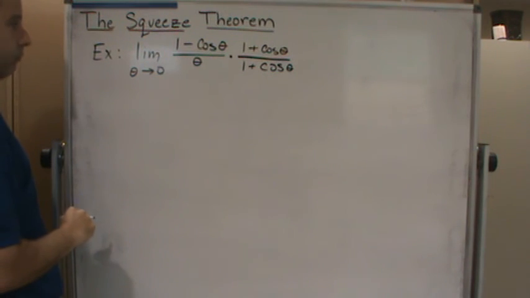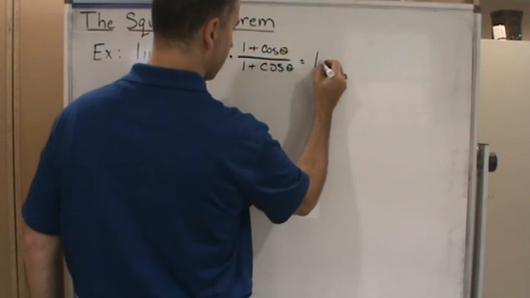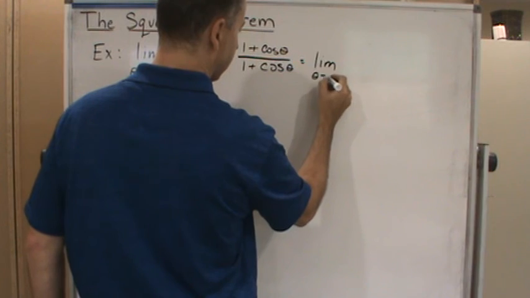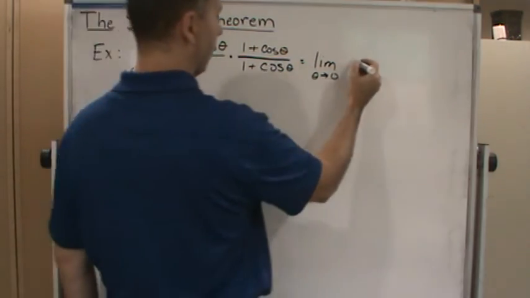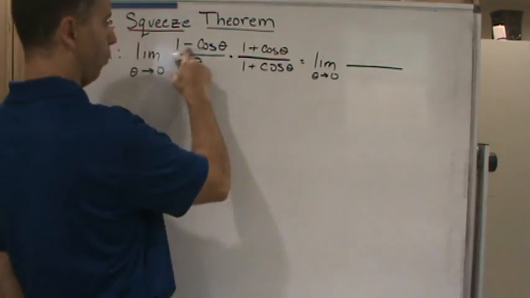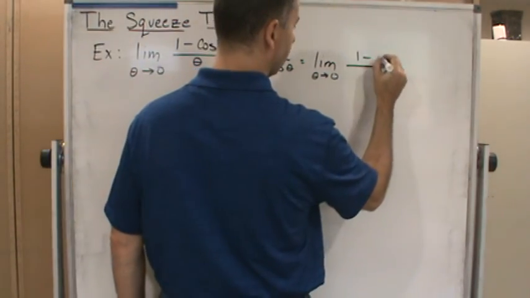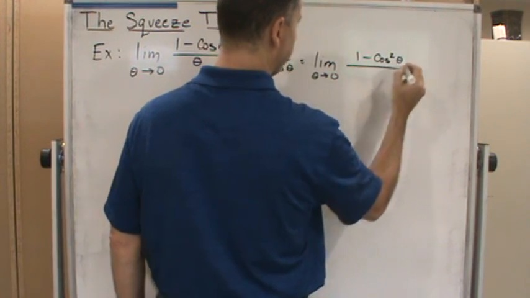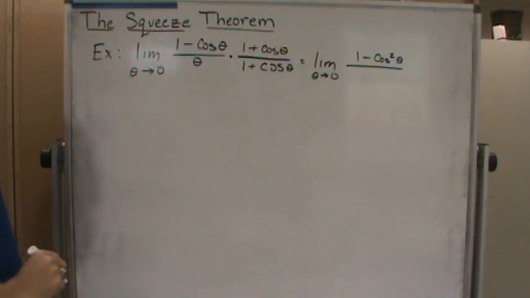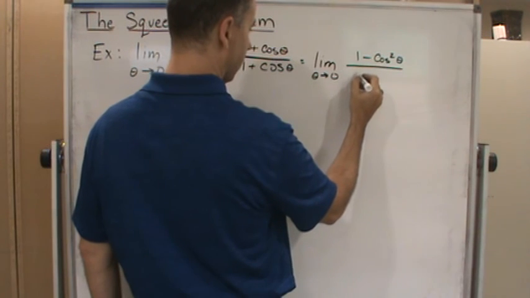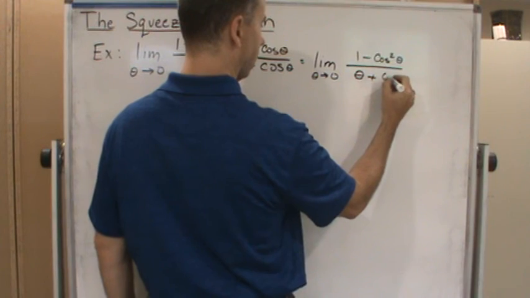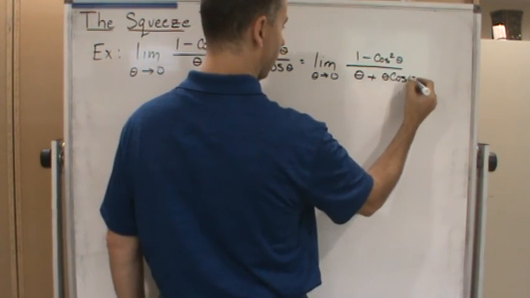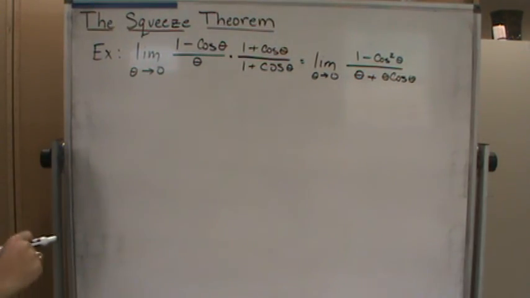And so this is going to become the limit as theta approaches 0. Now the top is going to become what? Well, it's going to become 1 minus cosine squared theta. And then the bottom becomes theta plus theta cosine theta.